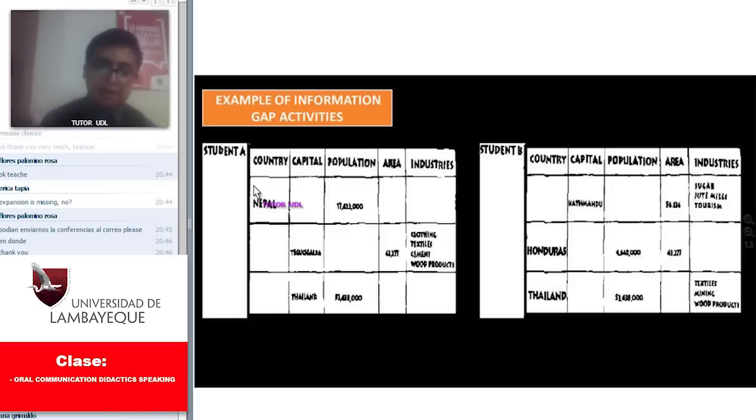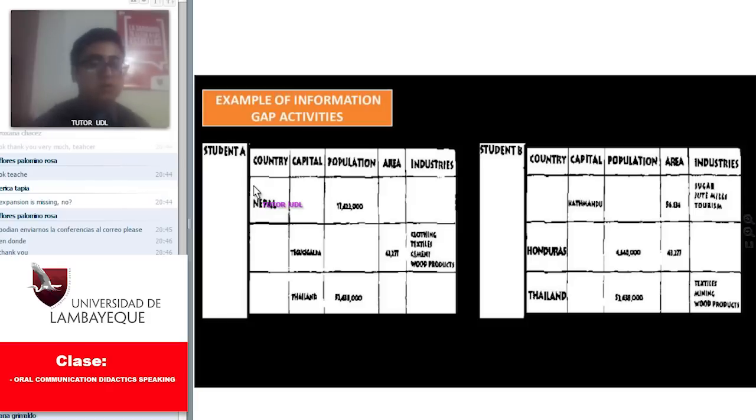So student A has some of the charts completed. So in this case, we have country, capital, population, area, and industries. Okay, but student B doesn't have the information that student A has. So what do they have to do? They need to ask each other to complete the missing information that you need.